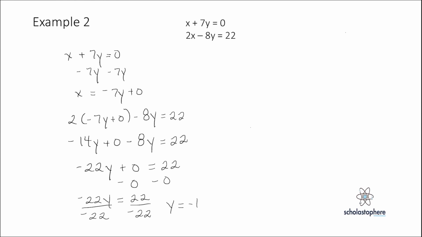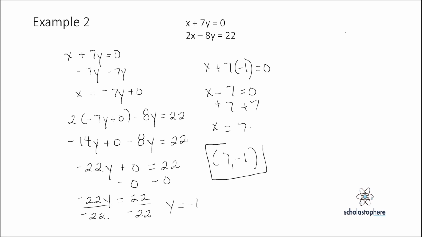So let's take the equation x plus 7y equals 0. Where we see a y, we're going to put in the -1. So you should have x plus 7 parentheses -1 close the parentheses equals 0. Once we distribute, you should get x minus 7 equals 0. In order to get x by itself, we have to add 7 to both sides of the equal sign.